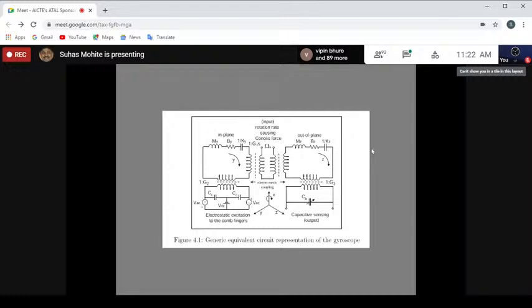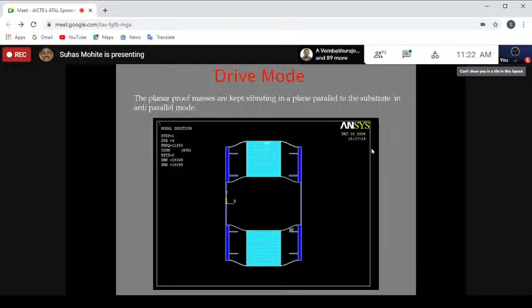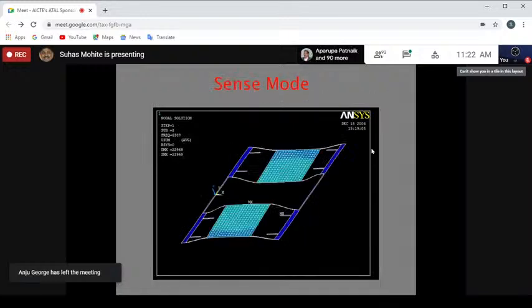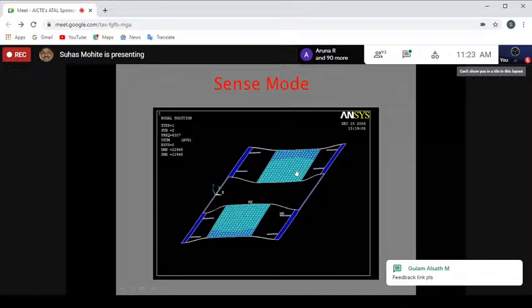Okay. So this is the circuit. Then this is the simulation model that you can do for the resonating. This is the Ansys model that you can see here, where the masses are kept in anti-parallel mode. That means they are moving apart and coming closer, moving apart and coming closer, and they are kept driven in this manner. And when a rotation is applied along the x-axis, these masses, on account of Coriolis force, move out of plane like this.